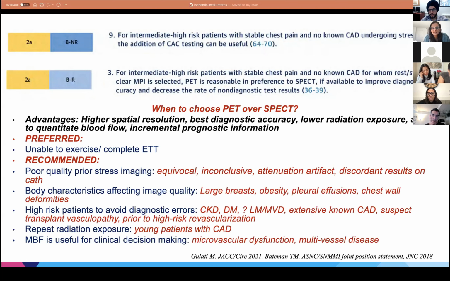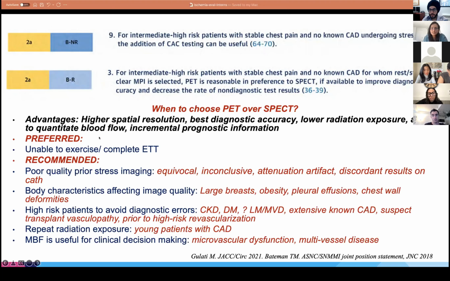And the other good thing with PET is that we can not only look at the relative change in perfusion, like I told you, but we can actually quantify. I can say, well, this is the blood flow going to this area of the myocardium at rest, and this is what it is at stress. So the ability to quantitate the myocardial blood flow opens up the ability to diagnose things like microvascular disease and also look at more extensive disease versus traditional imaging.